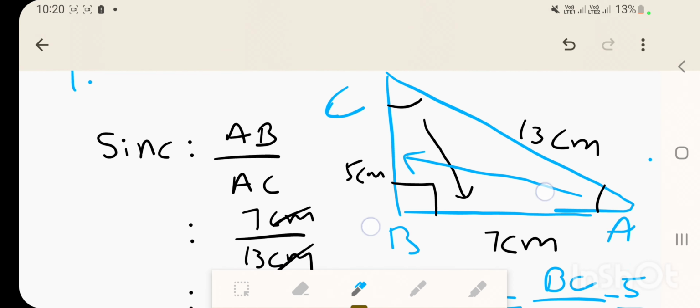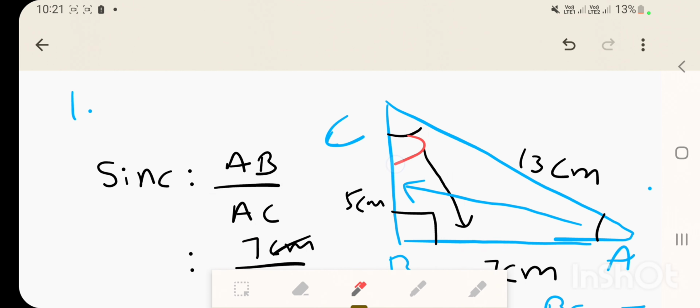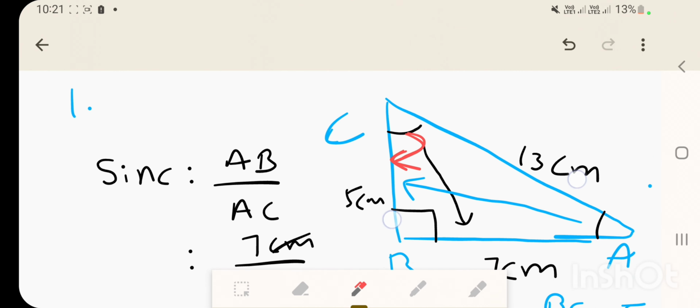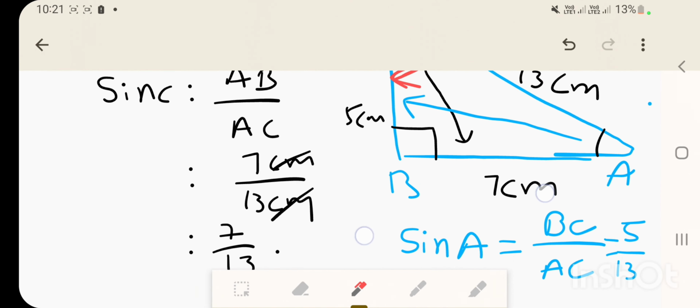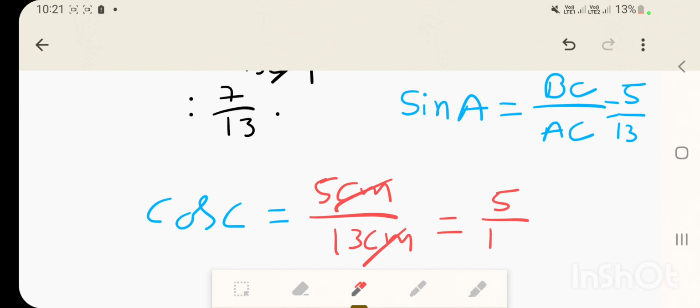cos C: whenever we want to find the cos of an angle, we have to find the length of the adjacent side, adjacent to angle C, which is BC, divided by the hypotenuse, that is AC. So the length of BC is 5 centimeters, and the length of the hypotenuse is 13 centimeters. Again the centimeters get cancelled, since it's a ratio, it is going to be constant. 5 by 13 is going to be cos C.